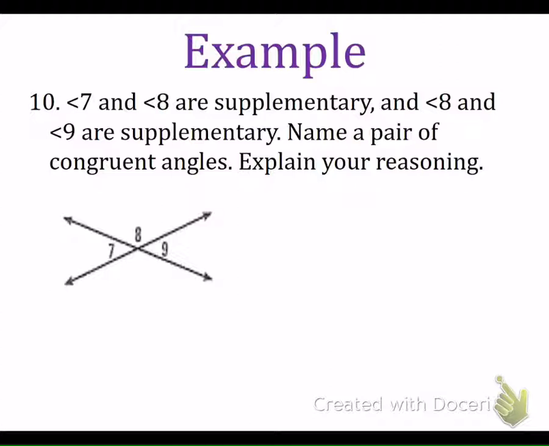All right. So here's one example. Example 10 says that angle 7 and angle 8 are supplementary, and angle 8 and angle 9 are supplementary. Name the pair of angles that must be congruent. 7 and 9. Good. So you just say angle 7 is congruent to angle 9. And my reason would be just actually the theorem.